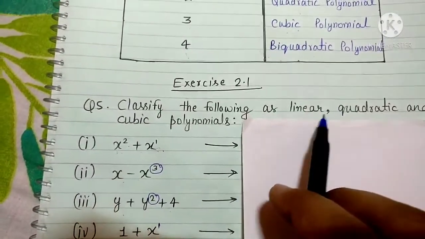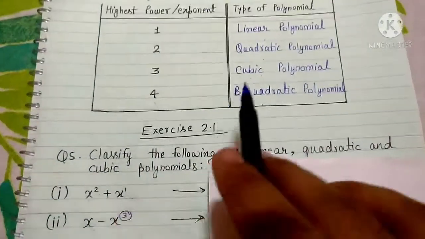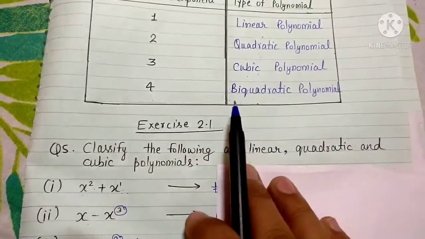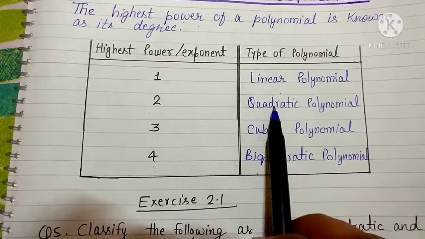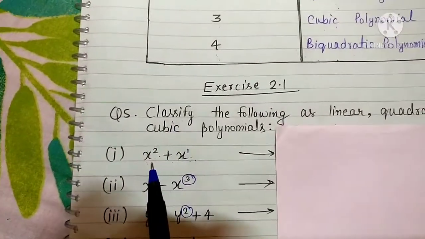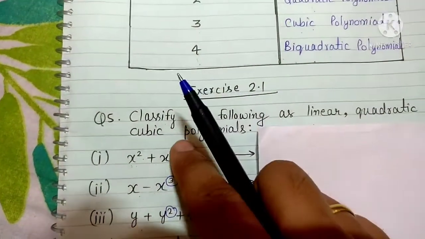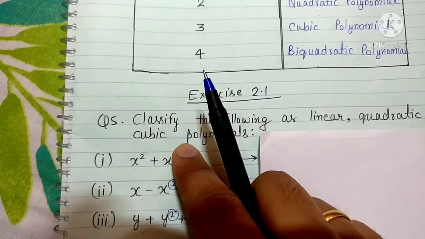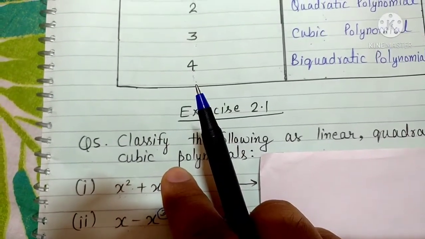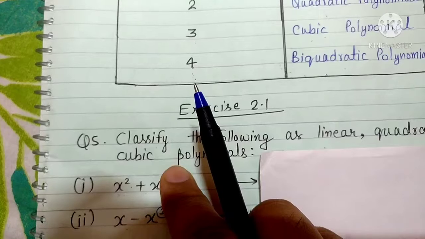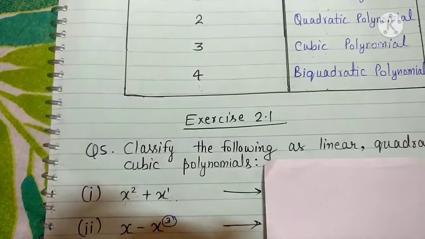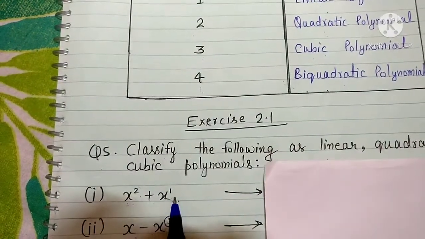Classify the following as linear, quadratic and cubic. Here they have not talked about biquadratic, so we'll remove that right now. We will just talk about linear, quadratic and cubic. Okay, so let's see. The first one is x square plus x. The 1 was not there, I have just written it. It was written like this, x square plus x. Whenever the power is not written, it means the power is 1. So x is to the power 1.